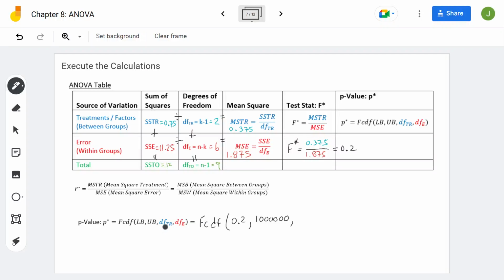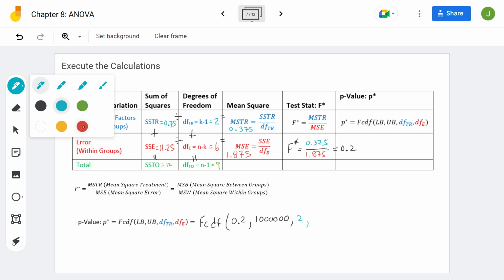And then degrees of freedom treatment and degrees of freedom error. Sometimes it says degrees of freedom numerator and degrees of freedom denominator, just so you're aware of that. The numerator is always listed first. The denominator is listed next. In the numerator, you can see we have mean square treatment, and the degrees of freedom associated with that are 2. So we'll put that value right there. And then the mean square error is in the denominator of the test statistic. So the degrees of freedom associated with the mean square error are 6.